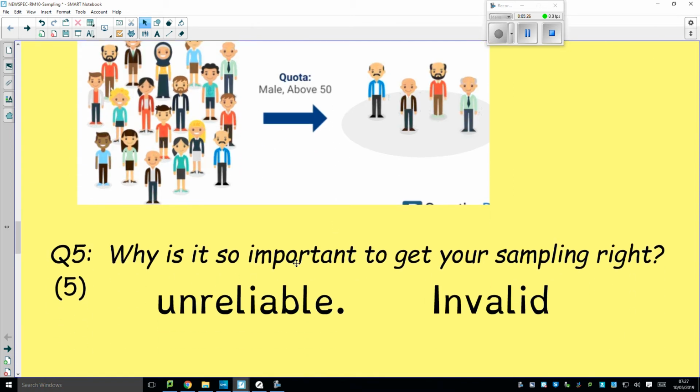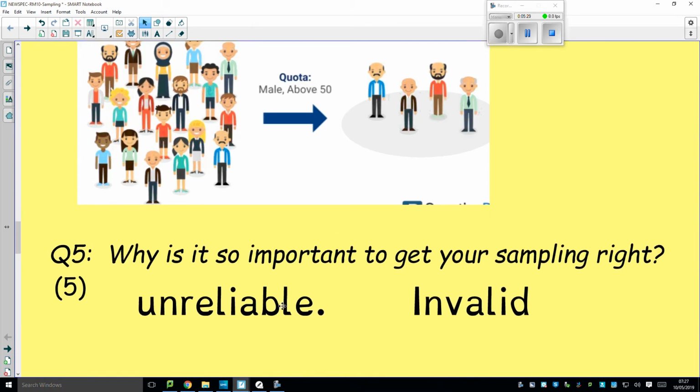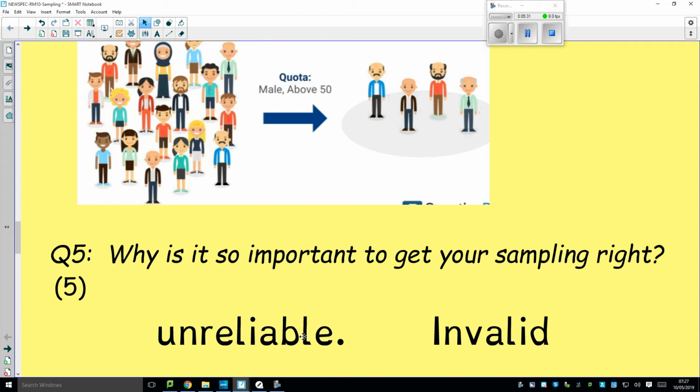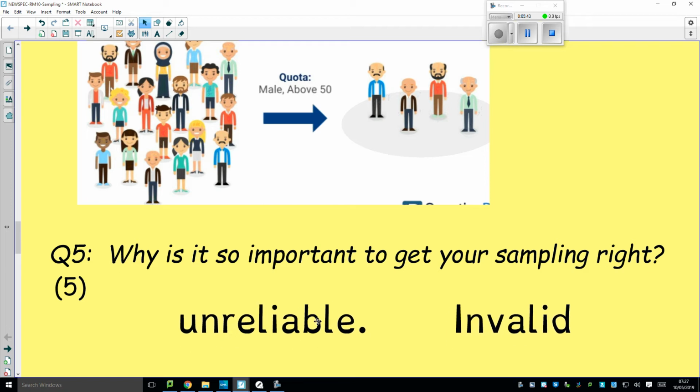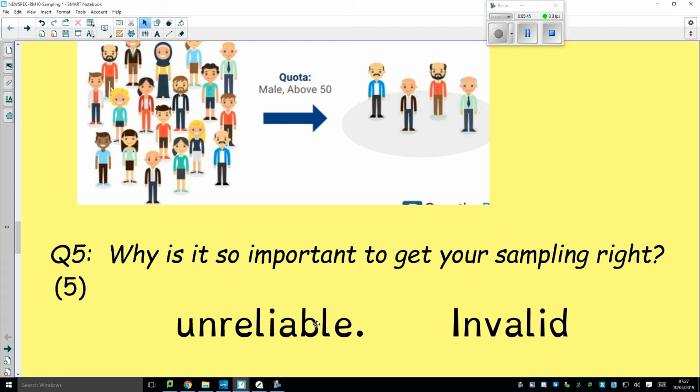Why is it so important to get your sampling right? Because if you get it wrong, your data is rubbish. If you ask the wrong people, you're going to get the wrong answers. And the fancy word for this is unreliable. If you have asked the wrong people, your data is unreliable. If your data is unreliable, your findings are invalid.